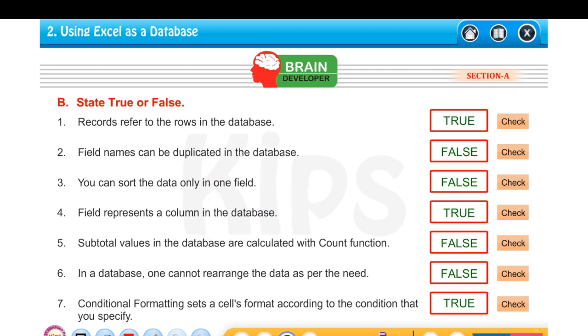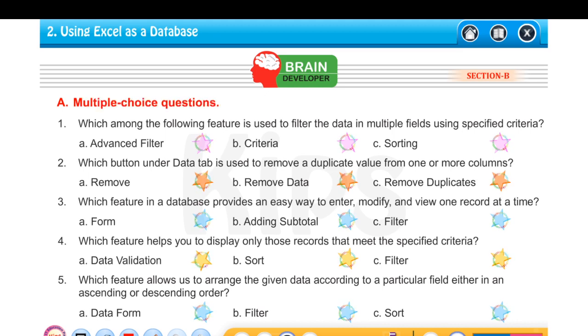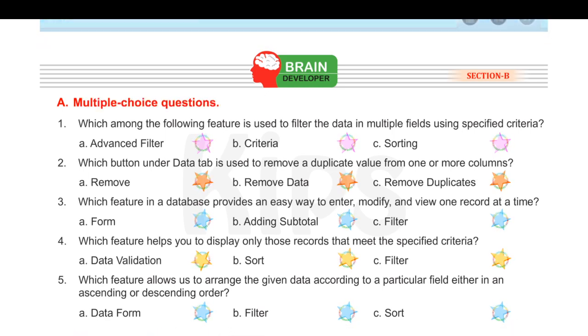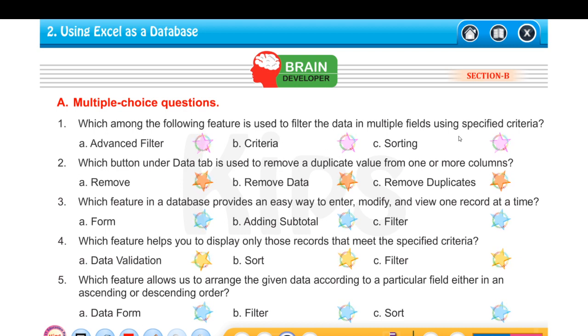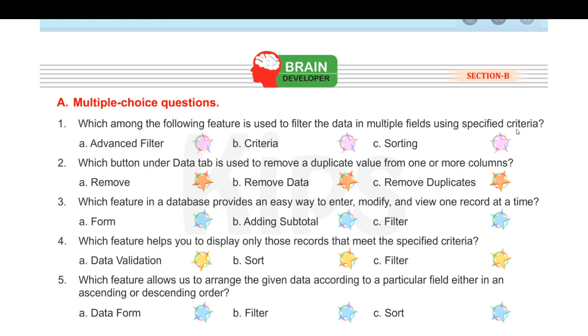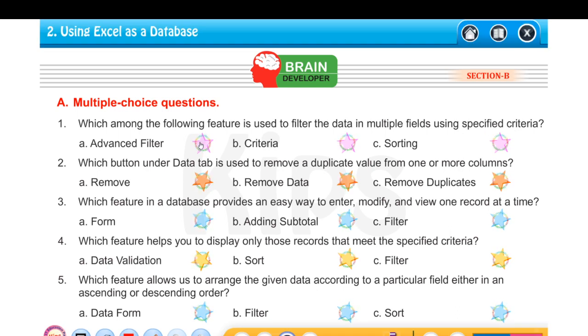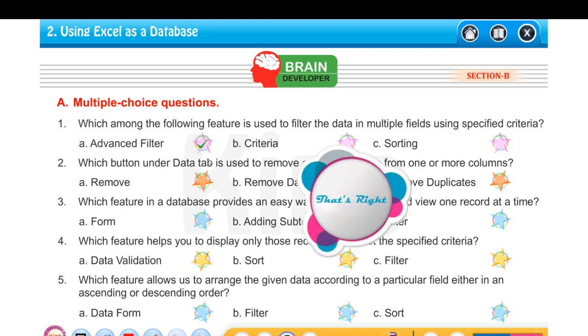Now the next part. See this. This is multiple choice. Which among the following features is used to filter data in multiple fields using the specified criteria? Children, come on. The answer will be advanced filter. We are using this filter feature on multiple fields. If you want to apply a filter on more than one field, you will use advanced filter.